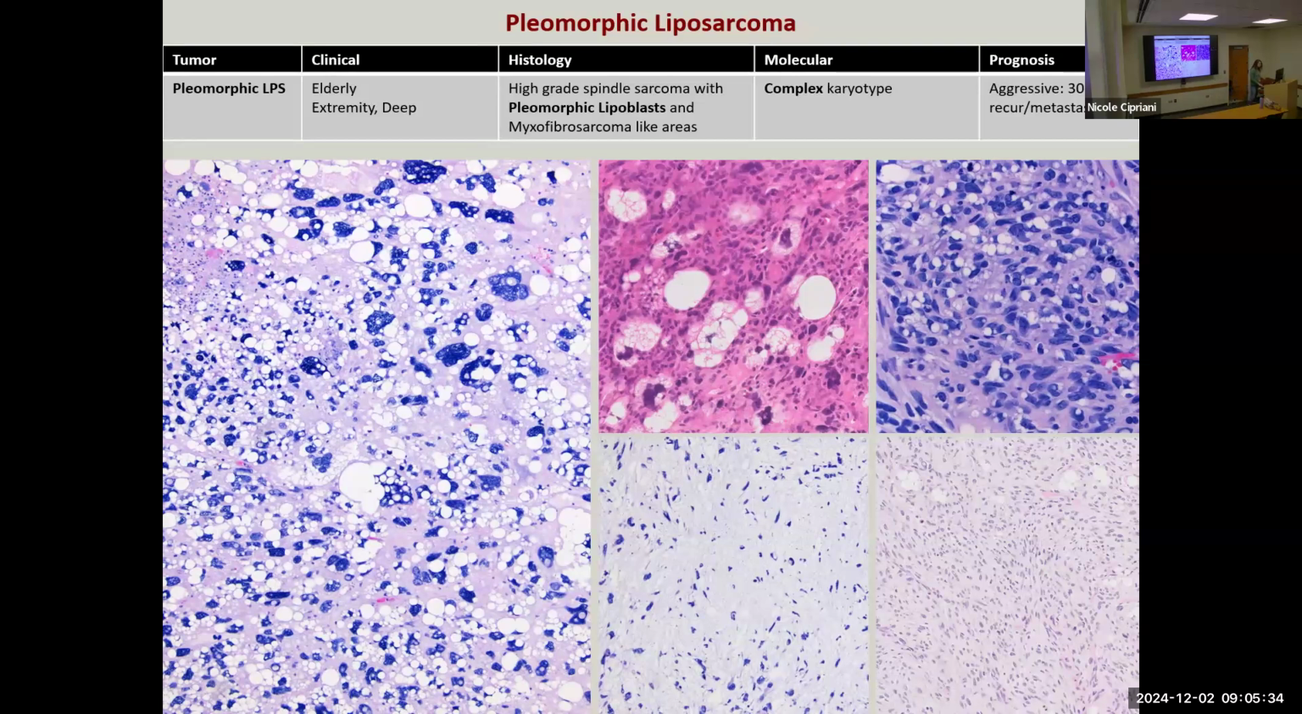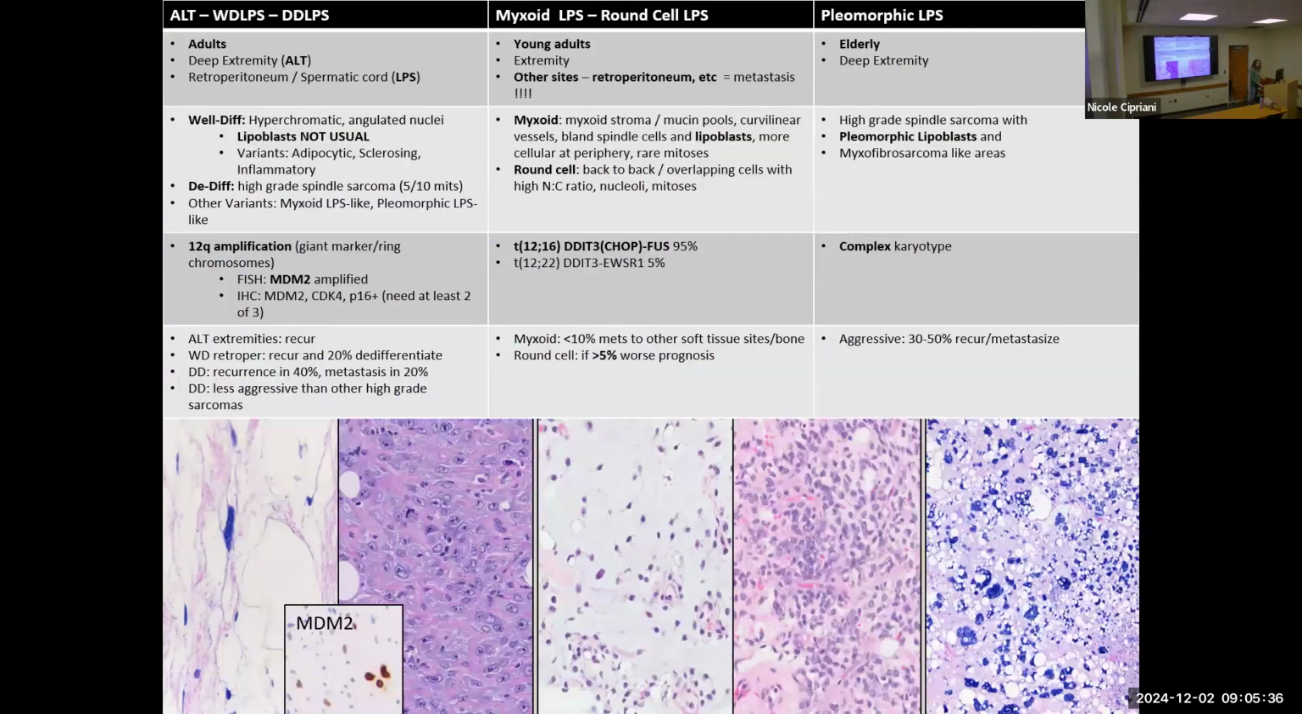That's a comparison of all of them, because I love charts. Okay, I'll stop.